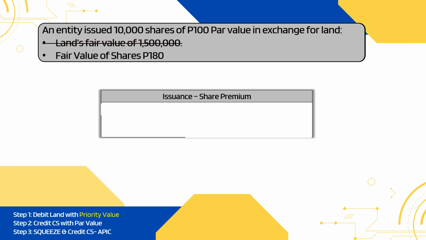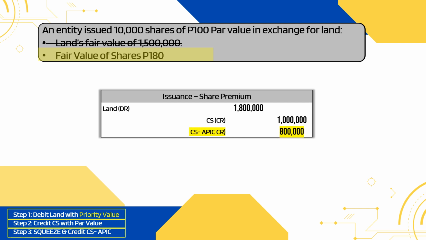Scenario 2 is, paano kung hindi nakabigay yung land fair value? Pero, meron kang fair value of shares. So, you go to the second priority. So, now, we will value it at 180 times 10,000 shares. Land will therefore be valued at 1.8 million. Again, i-credit mo lang yung CS at par. So, that's 1 million. So, now, instead of 500,000 yung APIC, it will now increase to 800,000. Right? So, basically, that's how it works.